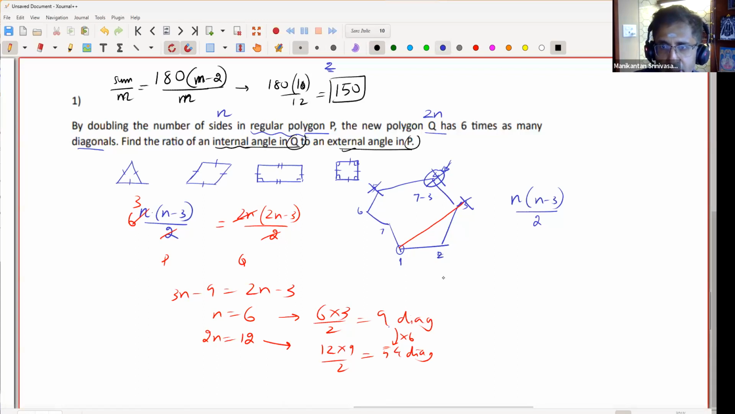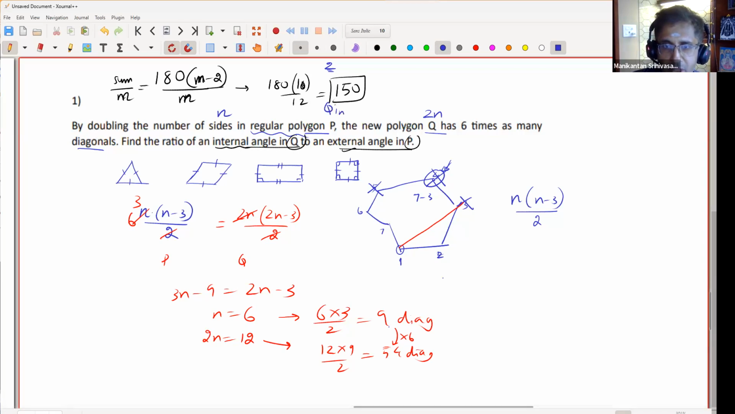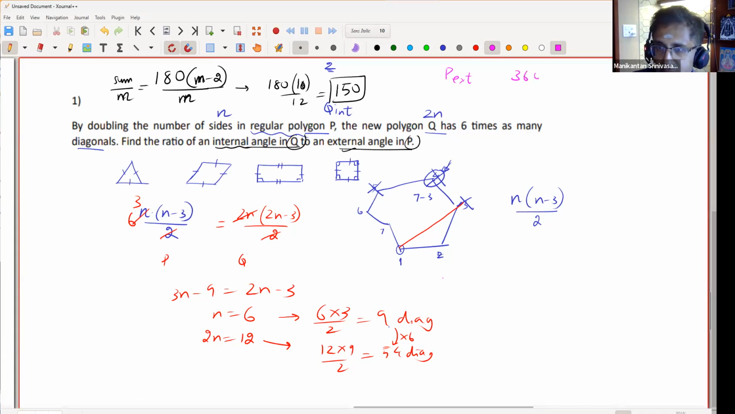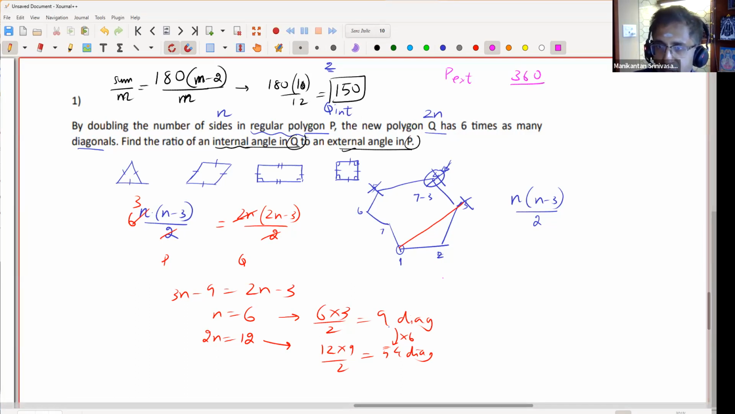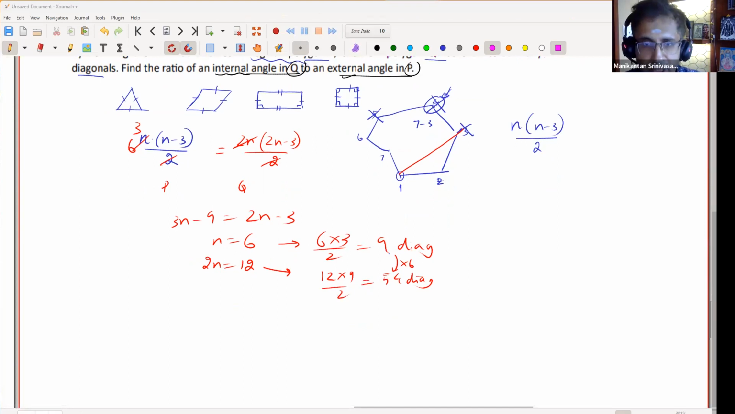Okay. Whereas coming back to the other polygon, so this is each internal angle in Q. Now let's do P external. Sum of all external angles in any polygon, even if it's a 73-sided polygon, the sum of external angles will only be 360. It's independent of n. And therefore, each of them will be 360 by n. In our case, n is 6. So it is 60. So 150 is to 60, which is indeed 5 is to 2. Yeah, straightforward question, but just to make sure all the basic formulas are covered. Okay, that was good. Question 2.